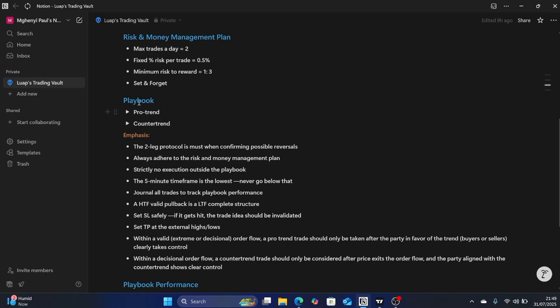Then of course set and forget, and of course there are other rules, the psychological guidelines rules. Of course, always monitoring the economic calendar.